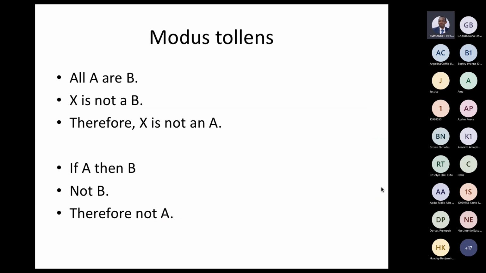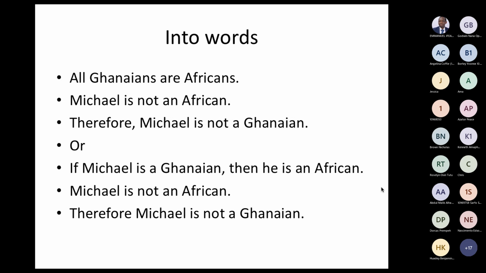Now let's look at modus tollens. All A are B, X is not a B, therefore X is not an A. This is an argument that denies the consequent. And we are told by the rule of deductive reasoning that denying the consequent will lead you to a valid conclusion. In words, all Ghanaians are Africans, Michael is not an African, therefore Michael is not a Ghanaian.